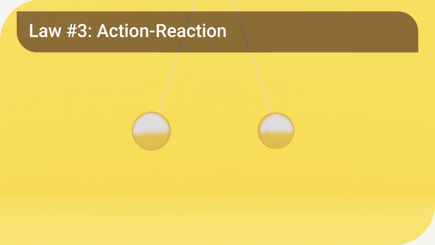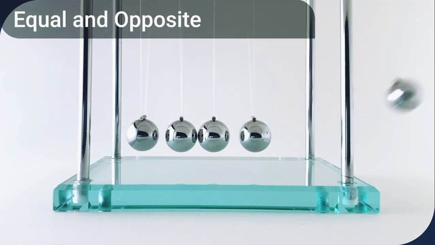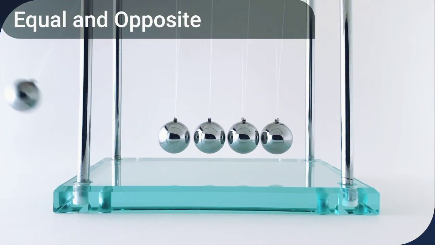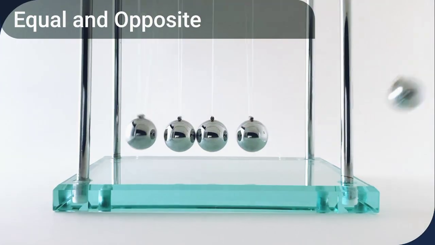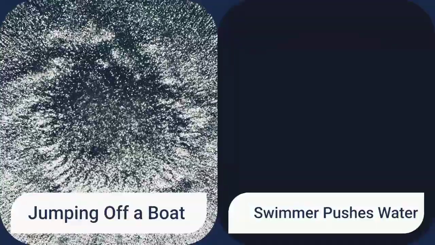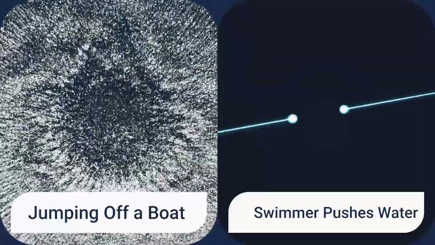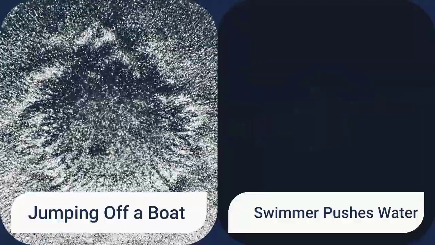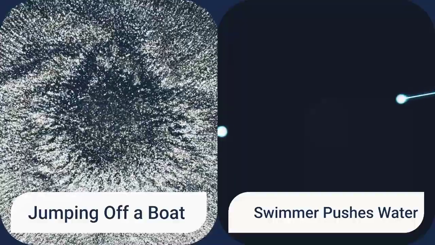Finally, we arrive at Newton's third law, one of the most famous principles in all of science, action and reaction. The law states, for every action, there is an equal and opposite reaction. Every force comes in a pair. When a swimmer pushes water backward, the water pushes the swimmer forward. If you jump forward off a boat, the boat moves backward.